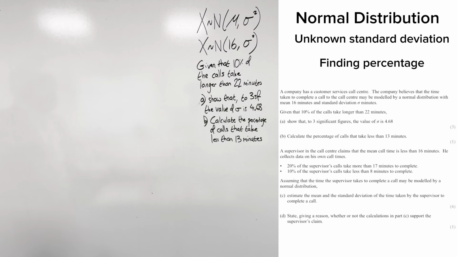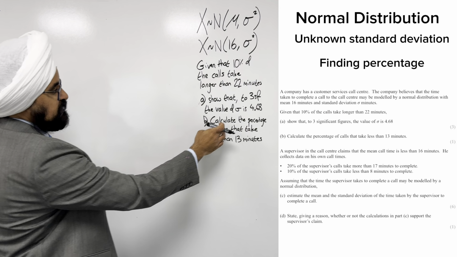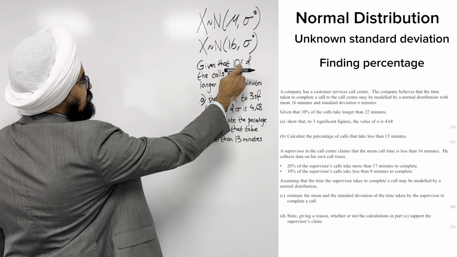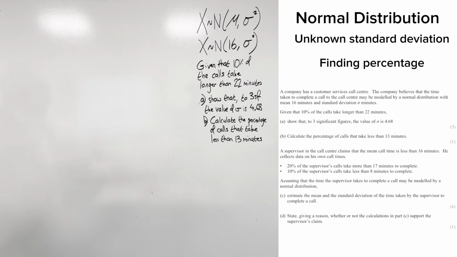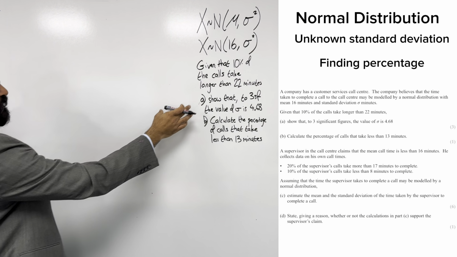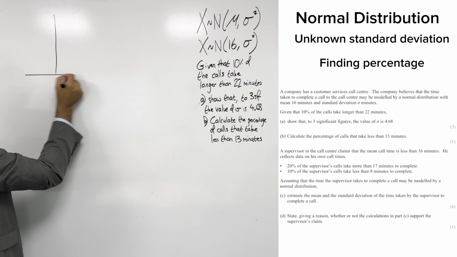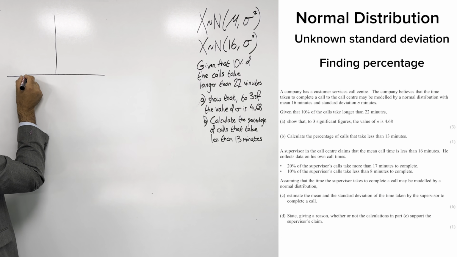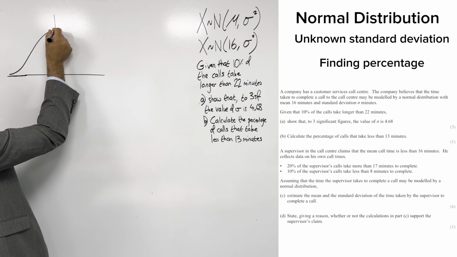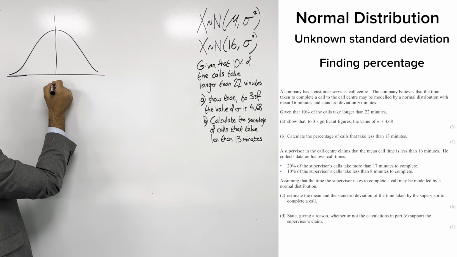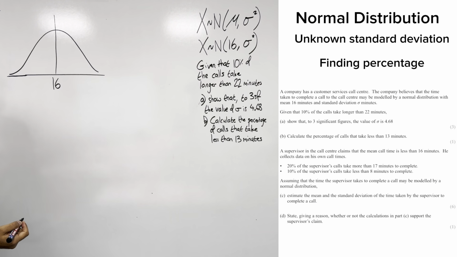So for part A, we've been asked to show that to three significant figures, the value of sigma is 4.68, given that 10% of the calls take longer than 22 minutes. So the first thing I'm going to try and do is draw a diagram. So let's get a normal distribution, bell-shaped curve, and I know that the mean is 16.